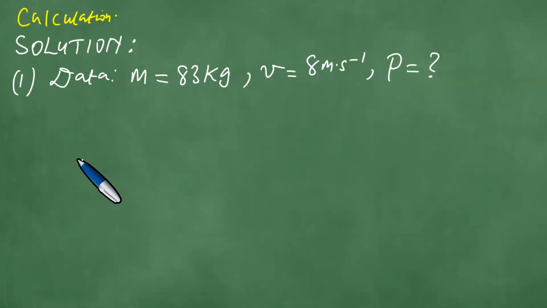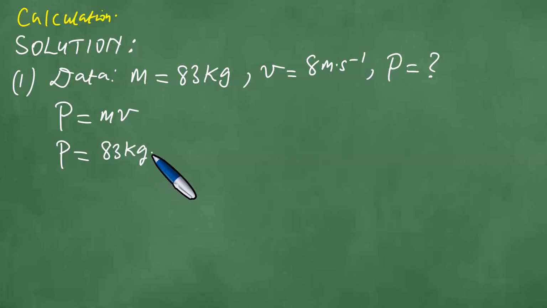If the car is moving at 120 kilometers per hour, it means you are also moving at 120 kilometers per hour in the direction of the velocity of the car, velocity being a vector quantity. So the formula for momentum: momentum is mass times velocity. What is the mass? The mass is actually 83 kilograms, and we multiply this with the velocity of the cyclist.